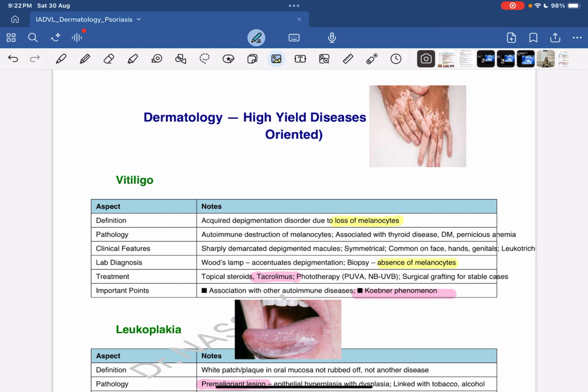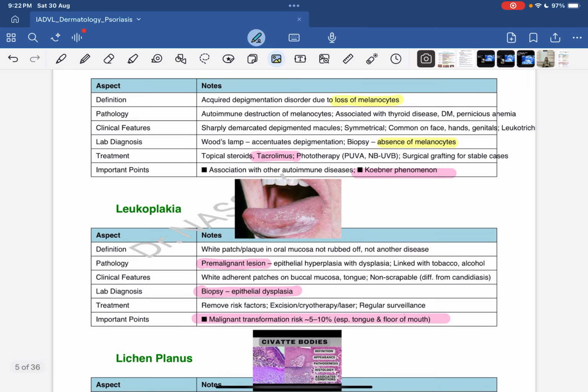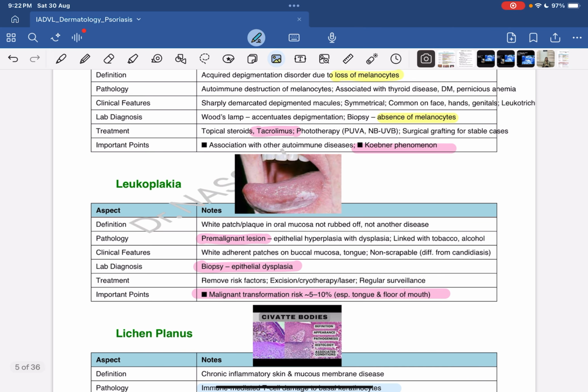The important point to be noted is that it has an association with other autoimmune diseases. And Koebner phenomenon is also seen in vitiligo. Coming to leukoplakia, remember that it is a pre-malignant lesion. There will be a white patch or plaque in the oral mucosa which cannot be rubbed off. White adherent patches will be seen on buccal mucosa, tongue, which are non-scrapable.